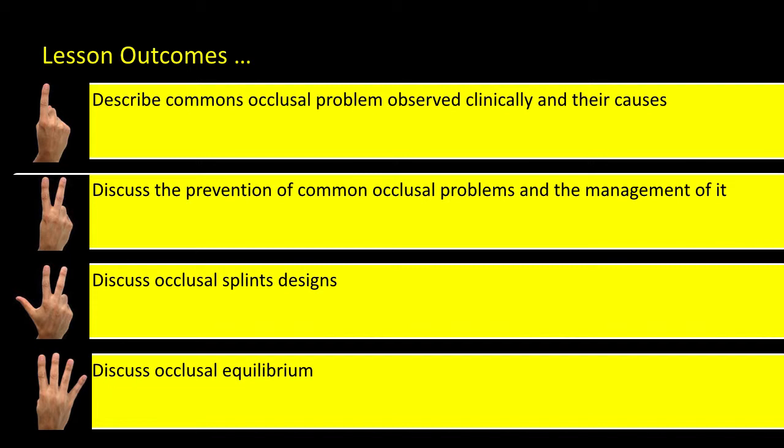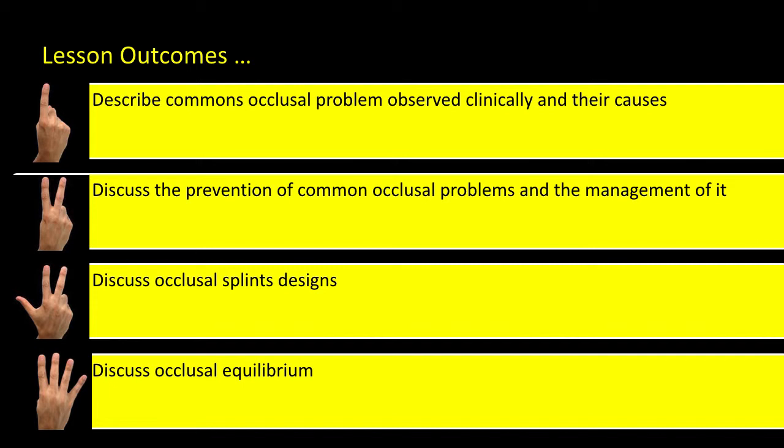By completion of this lesson, participants must be able to achieve the following 4 outcomes. First, describe common occlusal problems observed clinically and their causes. Second, discuss the prevention of common occlusal problems and the management of them. Third, discuss the different types of occlusal splint designs. Fourth, discuss when and how to perform occlusal equilibrium.